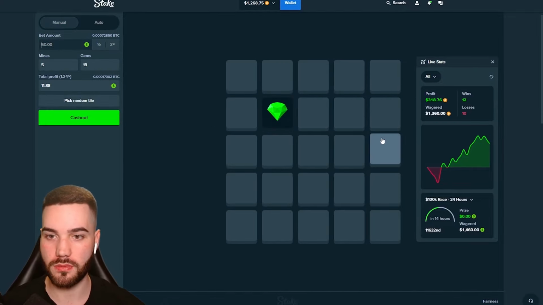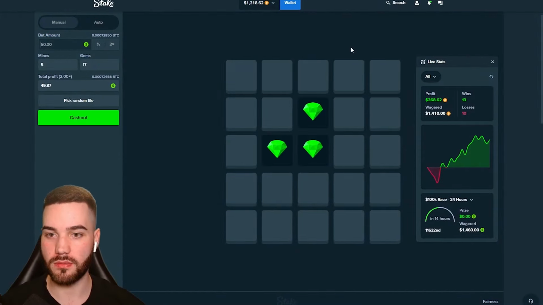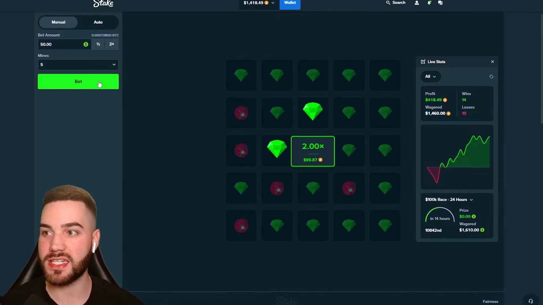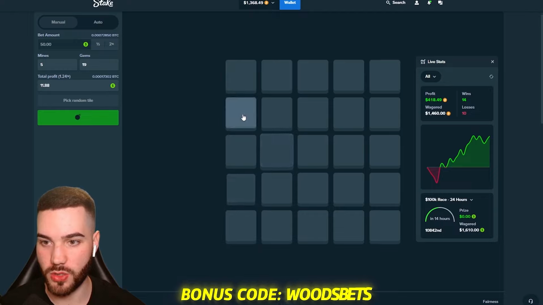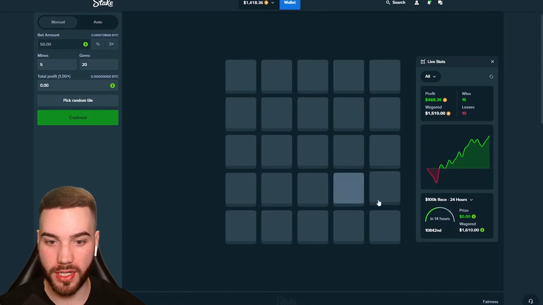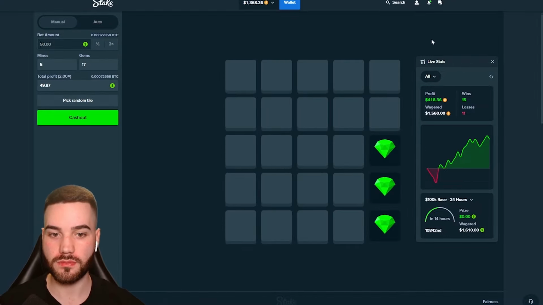Let's go. 1, 2, 3, please. Nice. There it is. We got to get another one, though. 1, 2, 3. Holy shit. 5 mines might be the wave. On God. $418 profit. We need this one. Let's go 1, 2, 3. Come on. Wow. $468 profit. Let's see if we can get another one. 1, 2, 3. No. 1, 2, 3.